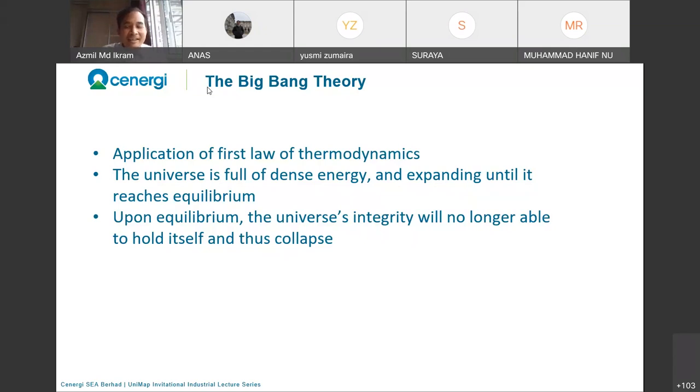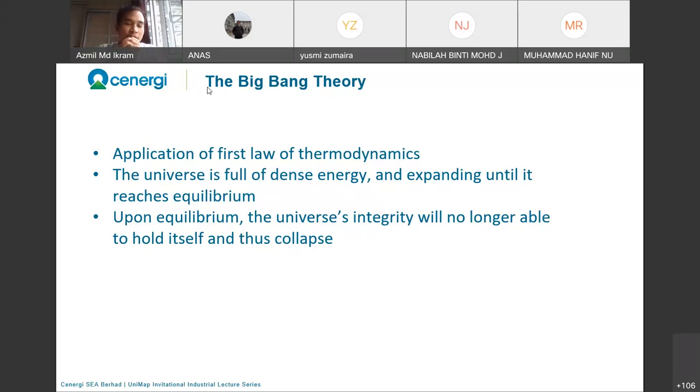Anyhow, the universe expands and keeps on expanding, and along the way the universe created certain things, which is you can see galaxies, stars or planets, and with it all the things that we see over here on Earth. So you keep on expanding and expanding until it reaches equilibrium. Once it reaches equilibrium, whereby everything is already there, then the universe's integrity will no longer be able to hold itself, and it starts to crumble.